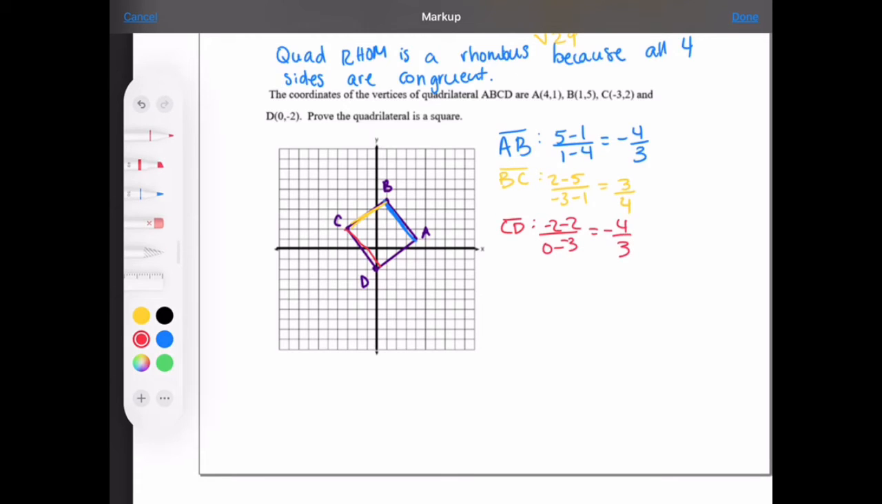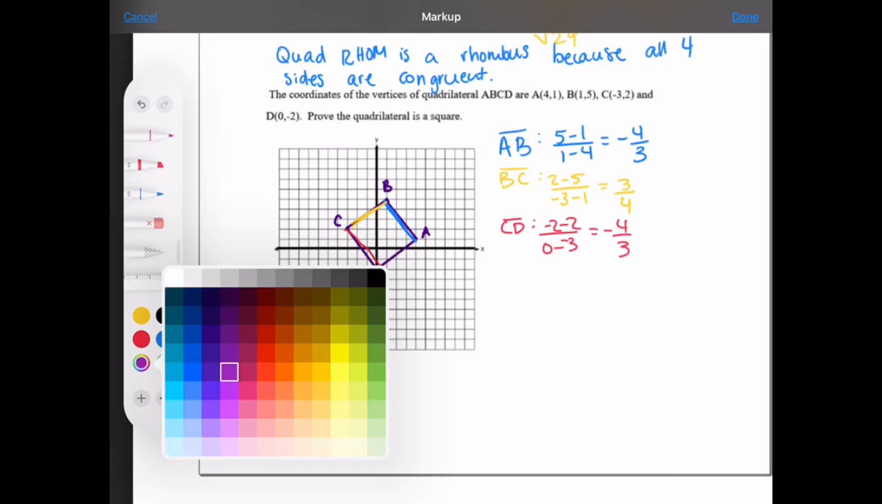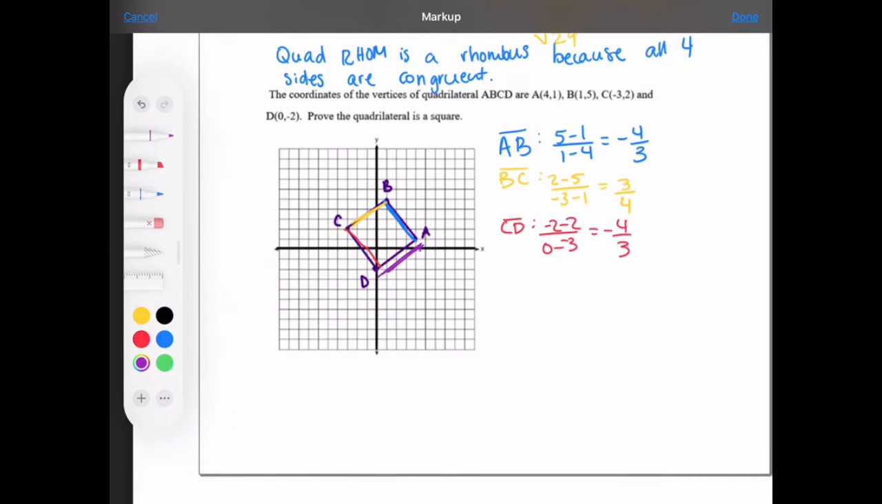And finally, AD right here will give us -2 minus 1 over 0 minus 4, and that is equal to 3/4. So already we know that it is a rectangle because these answers show us that opposite sides are parallel and there are right angles. Okay?